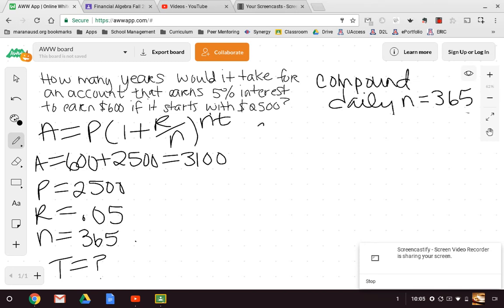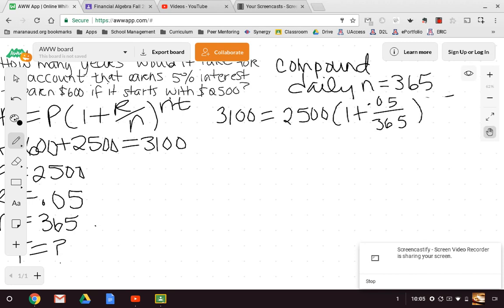So filling in my formula, I have the 3,100 is equal to my 2,500 times 1 plus my rate, so 0.05 divided by the 365. Close my brackets. Move over a little bit so I've got a little bit more room there. And then in my exponent, 365 for my N. And then, of course, I've got a T up there as well. And that's what I'm trying to find.